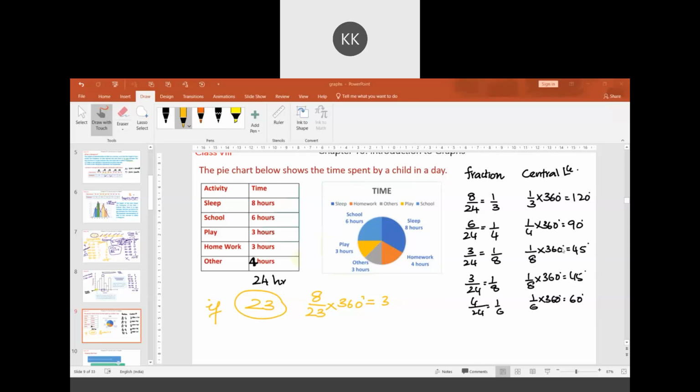We can estimate. Because the denominator is decreased, the angle will increase, so it will be more than 120. It will be something like 125.2.